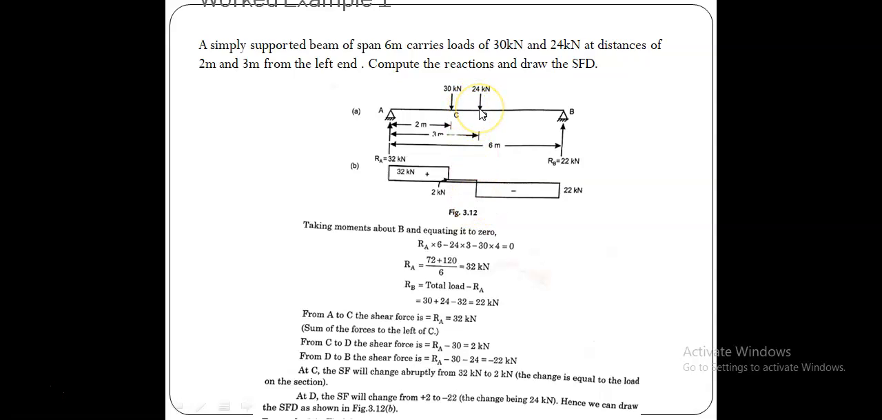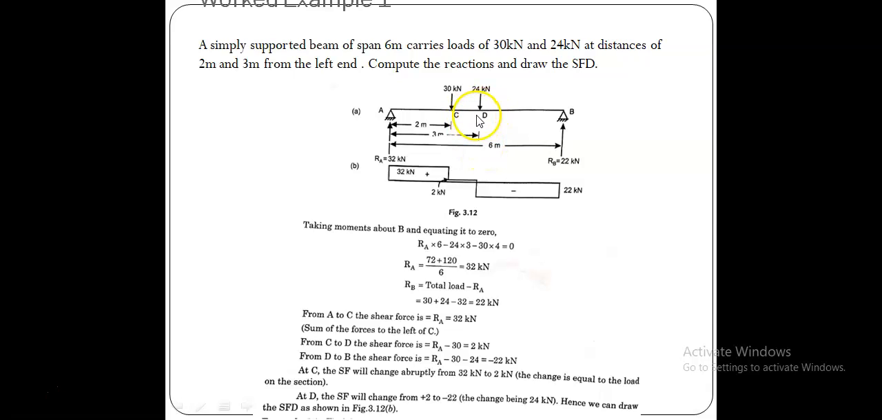Okay, with respect to D, what is the shear force we can find at D? So I just take the right side force. There is only right up, which is negative 22. So at D it is having only the 22 kilonewton negative. Am I correct? This is negative 22 kilonewton at D.